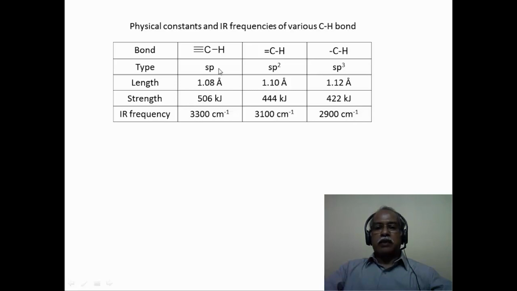As you can see here from the strength of the bond, this has the strongest bond, and this is the next strongest bond, and this is the weakest bond among the three, which is also reflected in terms of the bond length of the CH bond that is indicated here.